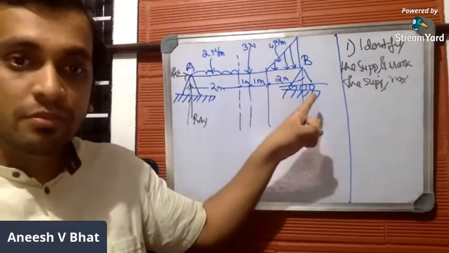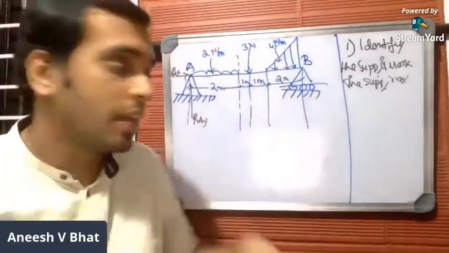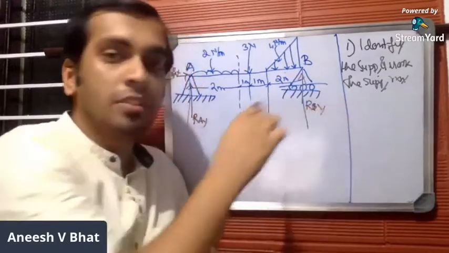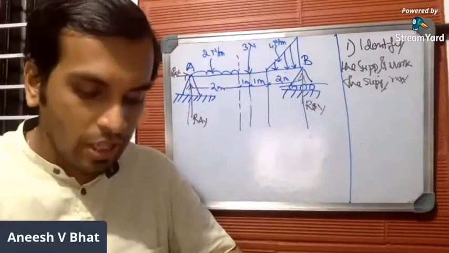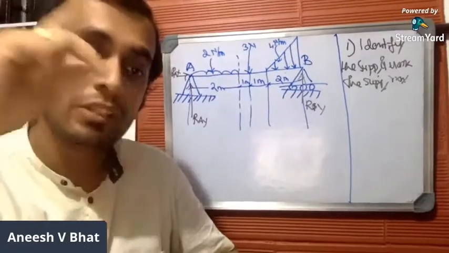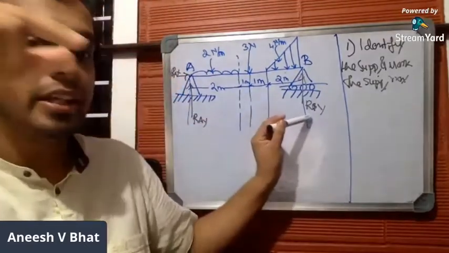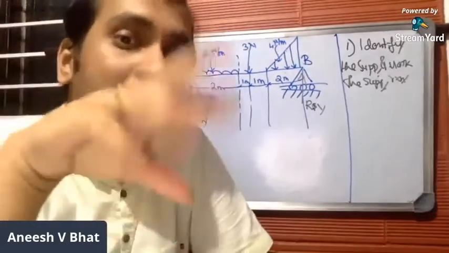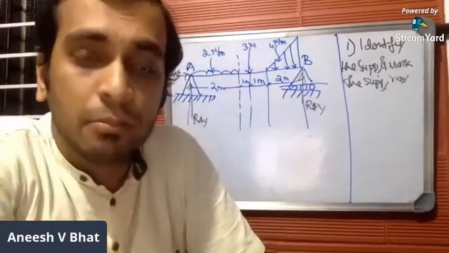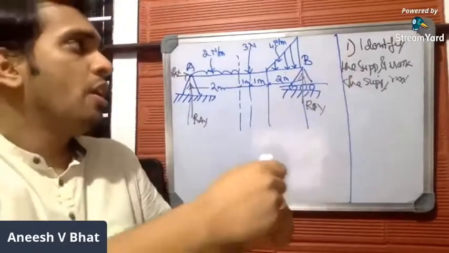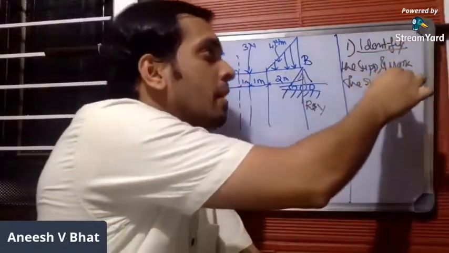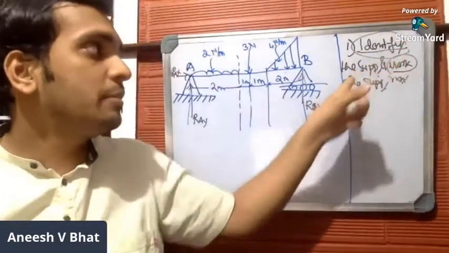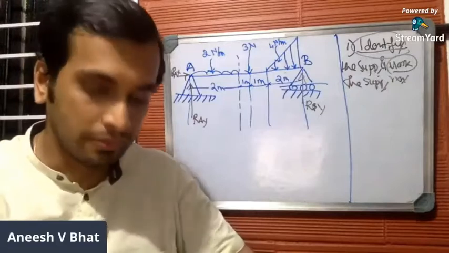Which type of support is this? This is a roller support. Mark this reaction. A roller support will offer only 1 reaction, in the Y direction, which will be RBY. I hope you know this; we went through it in the previous video. A simple support will offer only 1 reaction in the Y direction. A roller support will offer only 1 reaction in the Y direction. A hinged support will offer 2 reactions in the X and Y directions. And a fixed support will offer 3 reactions: in X, Y, and moment. So step number 1 is to identify the type of support and mark the support reactions.